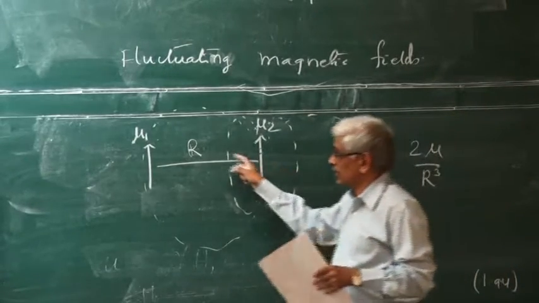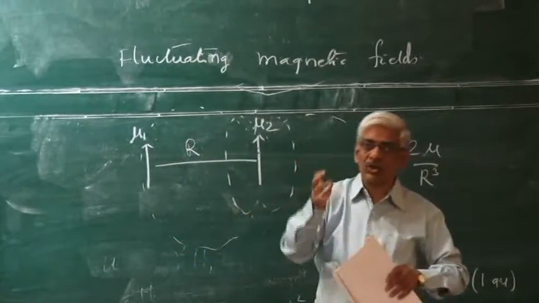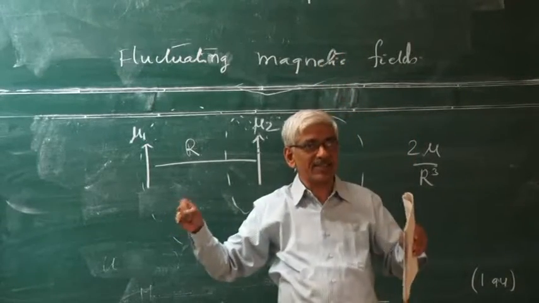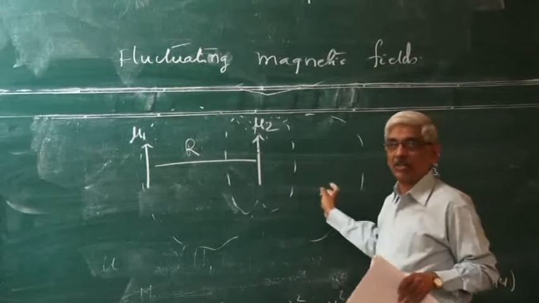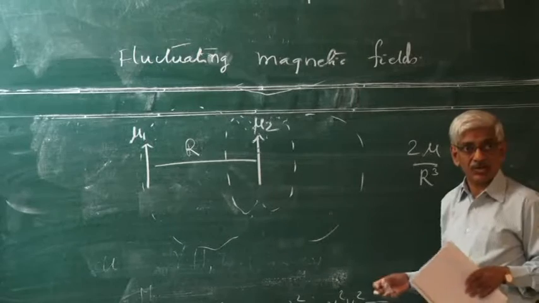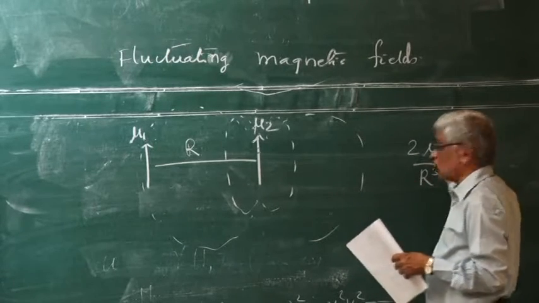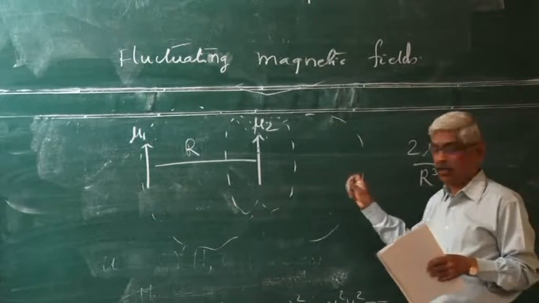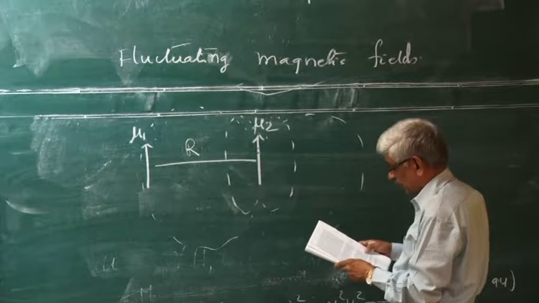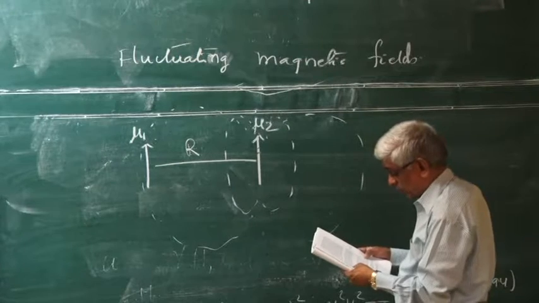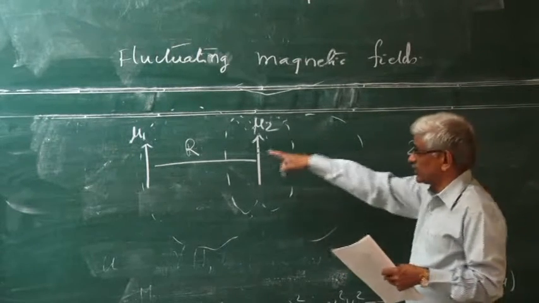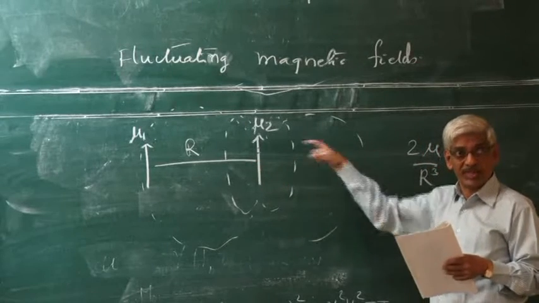And this will of course be dependent on the orientation, whether it is along the axis or it is orthogonal to the axis, doesn't matter. But of this order of magnitude. Fluctuating magnetic dipole, the magnetic moment mu, the field created by this is the field created by mu at a distance r.